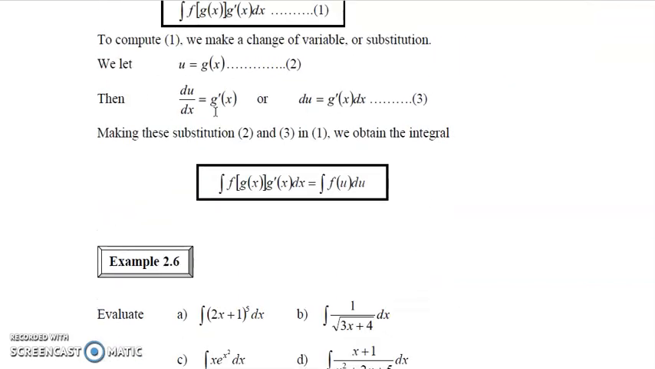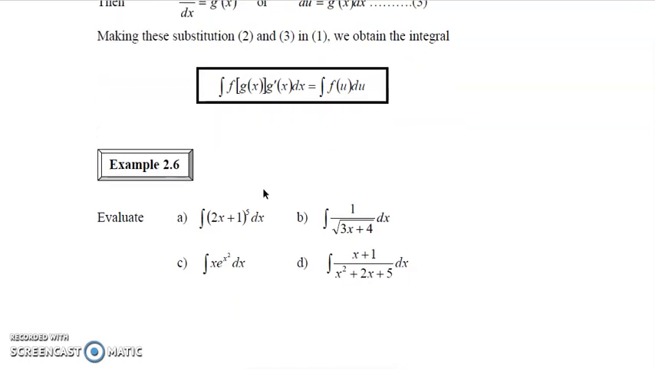So this is just some proving, which is the formula on how we get to use the substitution method here. So let's just proceed. If you look here, I just want to explain that we are going to change from the x term into the u term. Okay, just proceed to example 2.6.